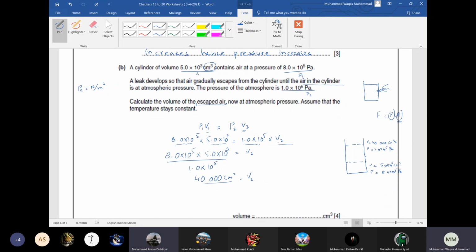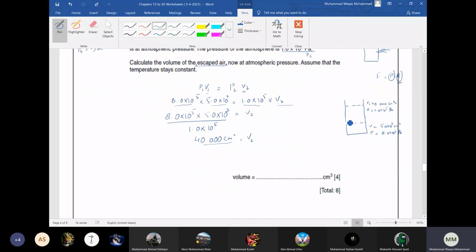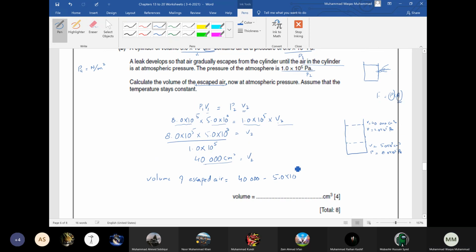Beta, right or wrong? Right, sir. So beta, can someone now tell the volume of escaped air? It would be 40,000 minus 5.0 times 10 to the power 3, the volume of the cylinder.